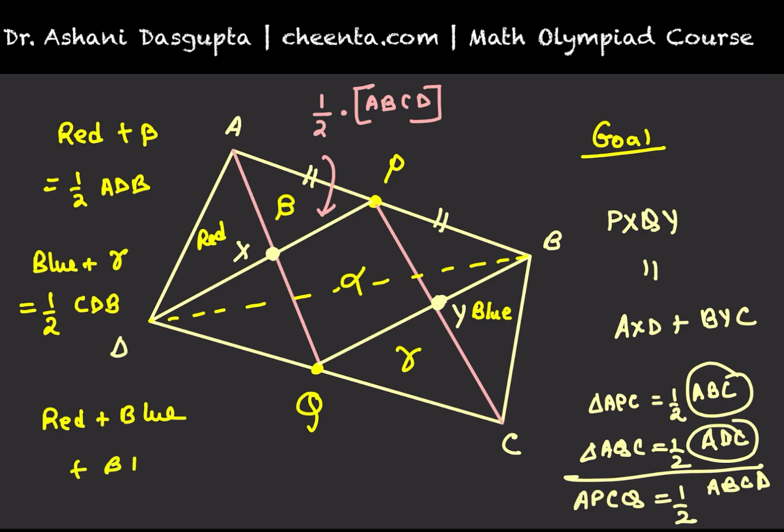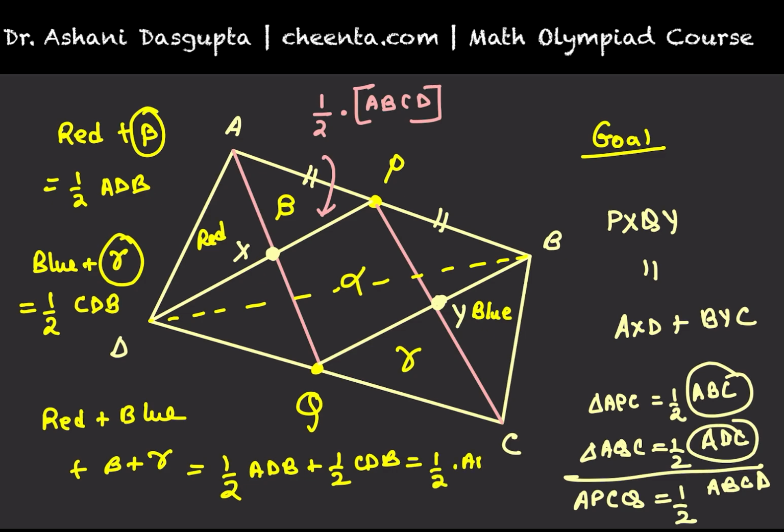plus beta plus gamma is half of ADB plus CDB. ADB plus CDB is the entire quadrilateral ABCD. So red plus blue plus beta plus gamma is half of the quadrilateral ABCD.